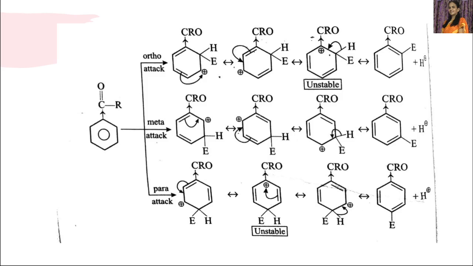In both the ortho and para mechanisms, both the paths, we can observe the unstable structure here. And in the case of meta attack, such an unstable structure is not there. Therefore, meta attack is more favored whenever a carbonyl group is directly attached to the benzene ring as a first substituent, that is, when an aldehyde or ketone group is present as a first substituent. The incoming electrophile has to go to the meta position because at the ortho and para positions, the electron density is decreased due to the minus I effect or minus M effect of the carbonyl group.